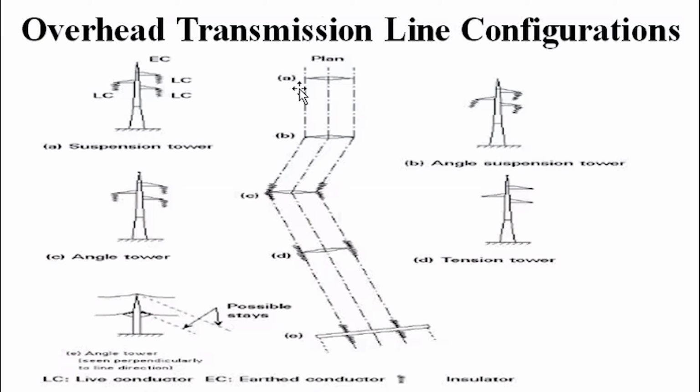if it is a straight line, in that place we go for the suspension towers, towers which look like this. See here, this is a tower. In this tower you can see three LCs. LC means live conductors: phase R, phase Y, phase B. And at the top we have the EC. EC stands for earth conductor.